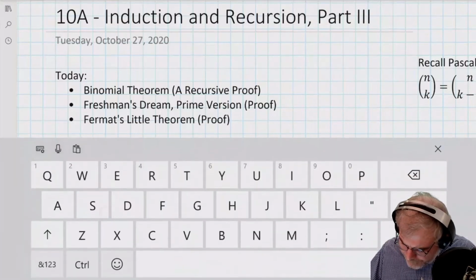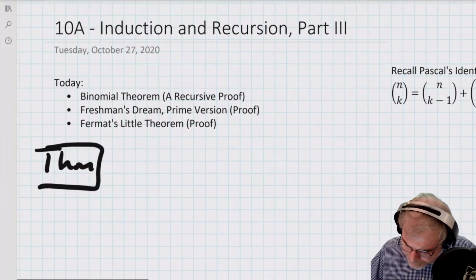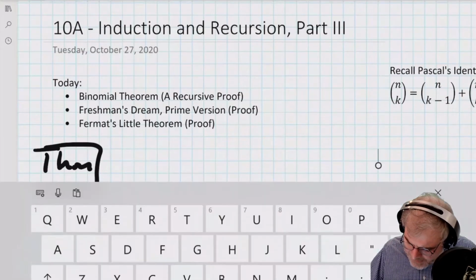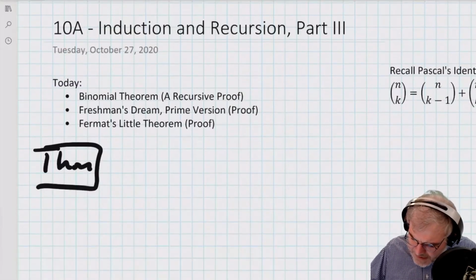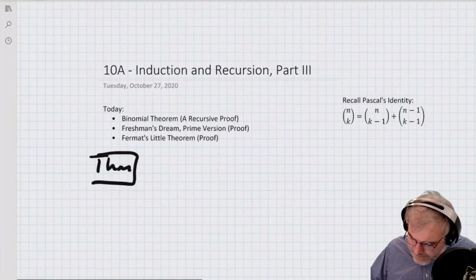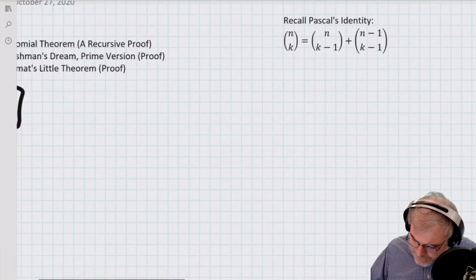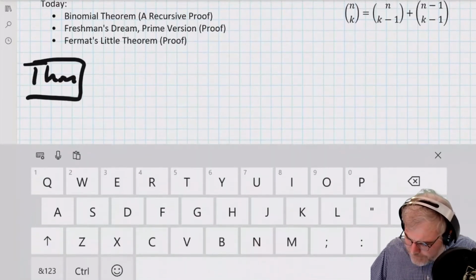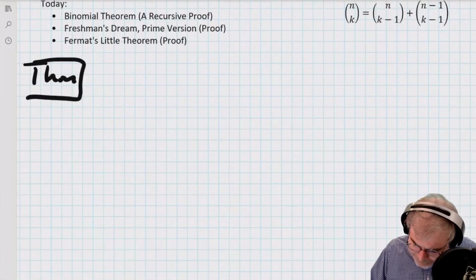So stop that. It doesn't know the difference between me hitting it to make it shrink and me hitting it to type something. That annoys me. Okay, so let's just state the theorem. Stop that. So the theorem said the following.